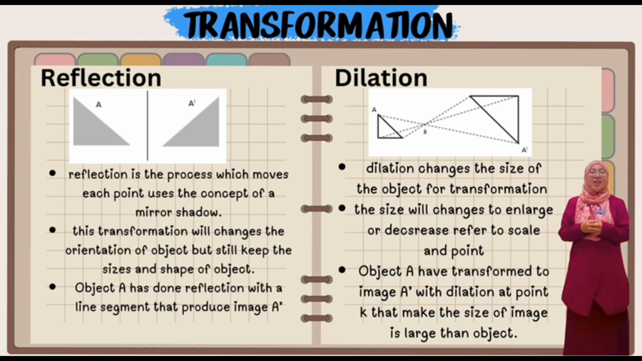The last one is dilation. Dilation changes the size of the object. The size will change to enlarge or decrease, referring to a scale and a point. As an example, object A has transformed to image A prime with dilation at point K that makes the size of the image larger than the object.